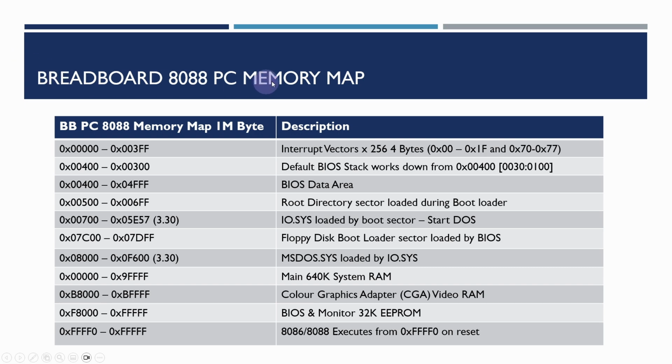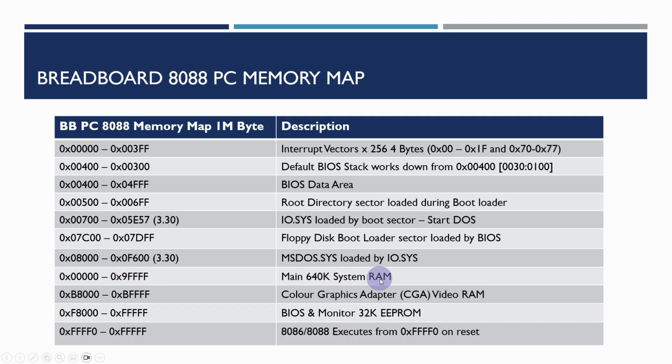Now, the Breadboard PC memory map is worthwhile understanding a little bit, because where the various bits of operating system and bits of the BIOS are located is actually quite confusing. Now the main system RAM goes all the way from 0000 at the beginning here, all the way up to 9FFFF.